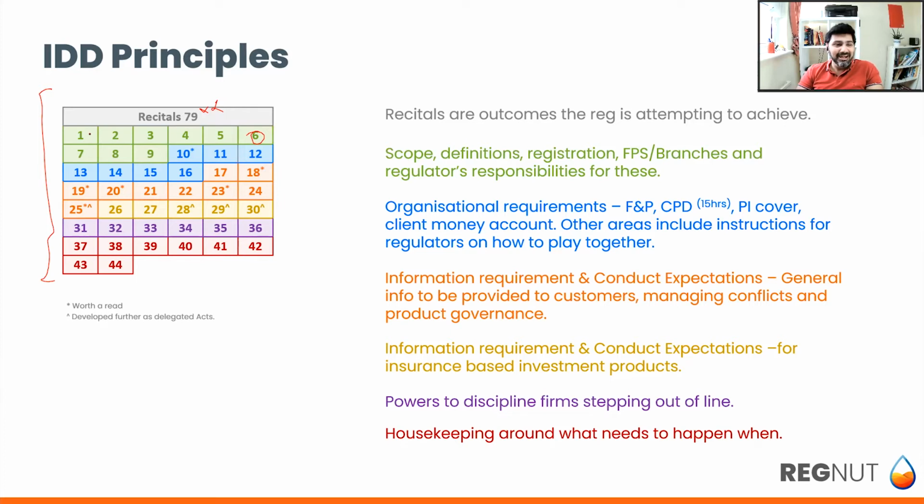The green bits are Articles 1 to 9. It's all about the scope, the definitions, how you register, whether you're doing freedom to provide services, or whether you're landing in other member states through branches. A lot of this is directed at the regulators to say, make sure you do these things when someone is operating or undertaking an activity that's set out by IDD.